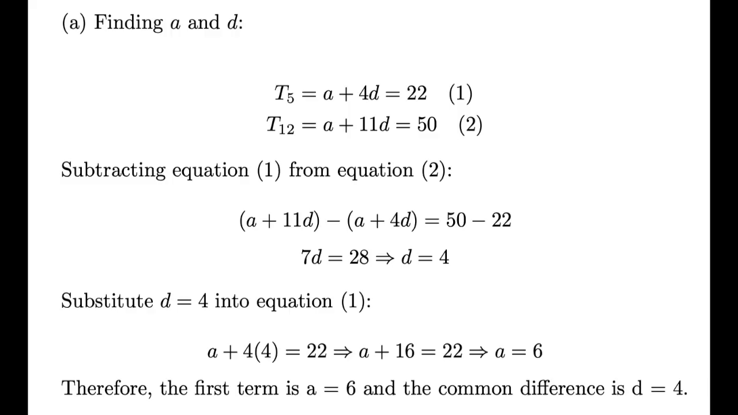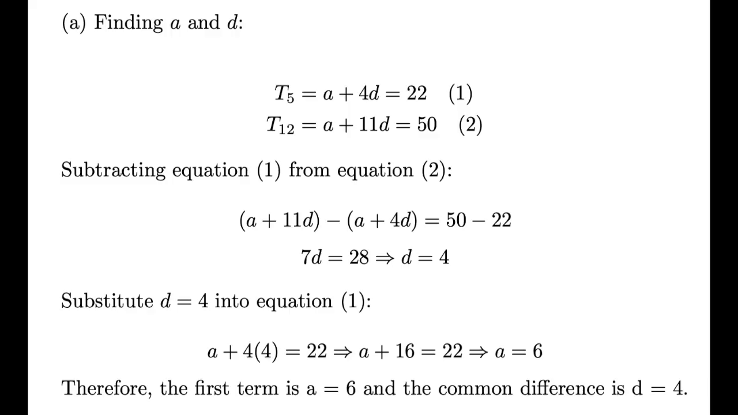50, and we want to find the first term a and the common difference d, we let T5 equals a plus 4d equals 22 be equation 1, and let T12 equals a plus 11d equals 50 be equation 2. Then we subtract equation 1 from equation 2. Then we get d equals 4.